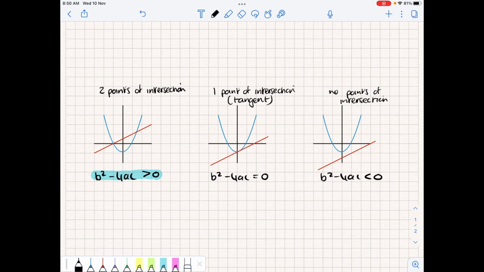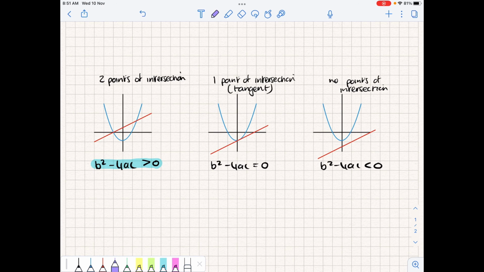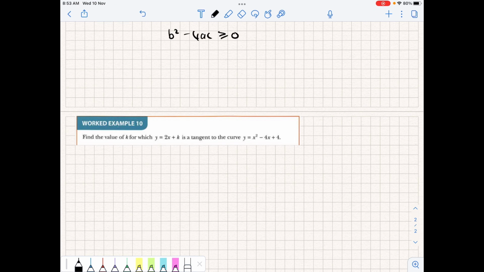So if you consider the discriminant of the combined equation, if the discriminant is less than 0, we know that the two graphs don't intersect each other at all. Now, we can also just combine these two. If we were asked to find if there were any points of intersection, as long as the discriminant is greater than or equal to 0, we will have at least 1 or 2 points of intersection.